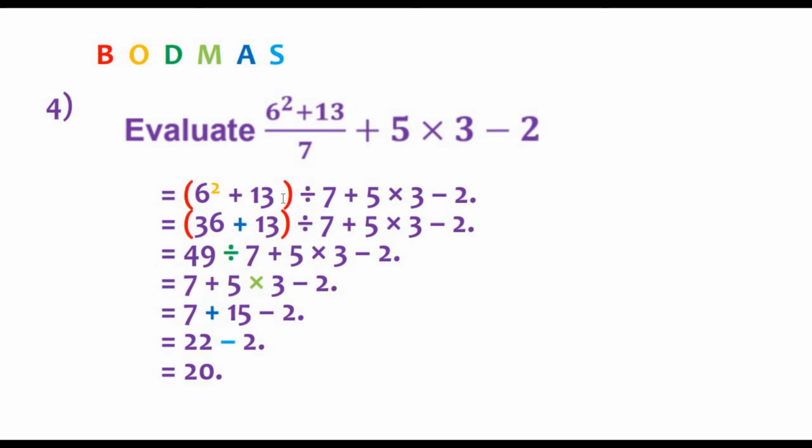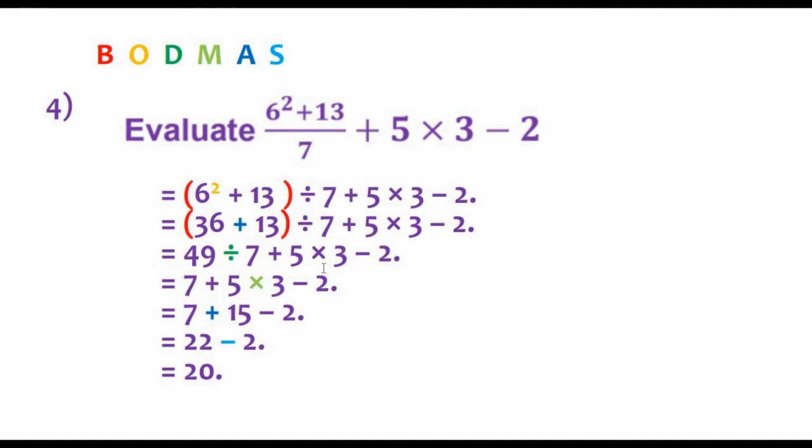So in the fractional part, 6 squared, so there is a power to the 6 which needs to be sorted. So 6 squared means 6 multiplied by 6, which is 36, plus 13 becomes 49. This 49 is divided by 7, right? So as you can see, 7 plus 5 multiplied by 3 minus 2. So among them, which has the most priority? According to BODMAS, the multiplication has the most priority. Therefore, 3 multiplied by 5, which is 15, should be done first.